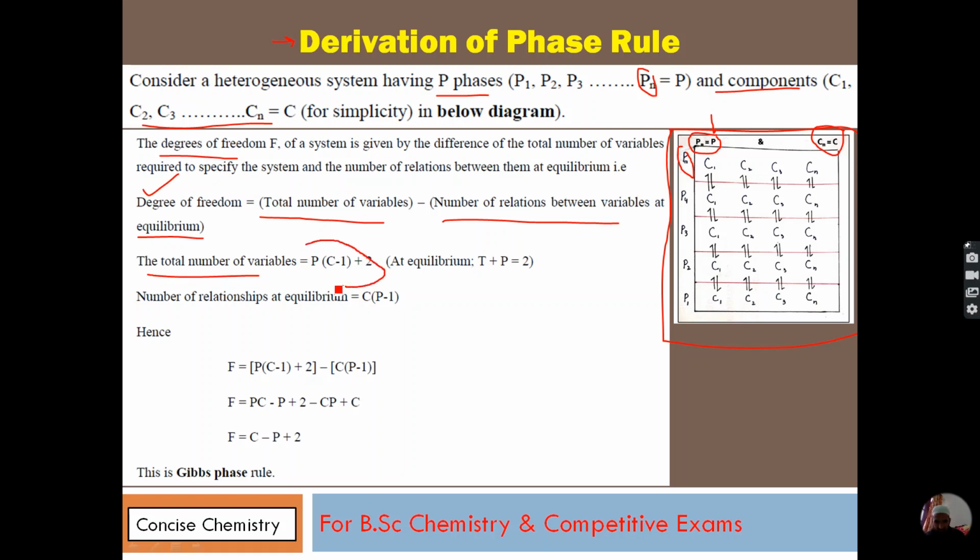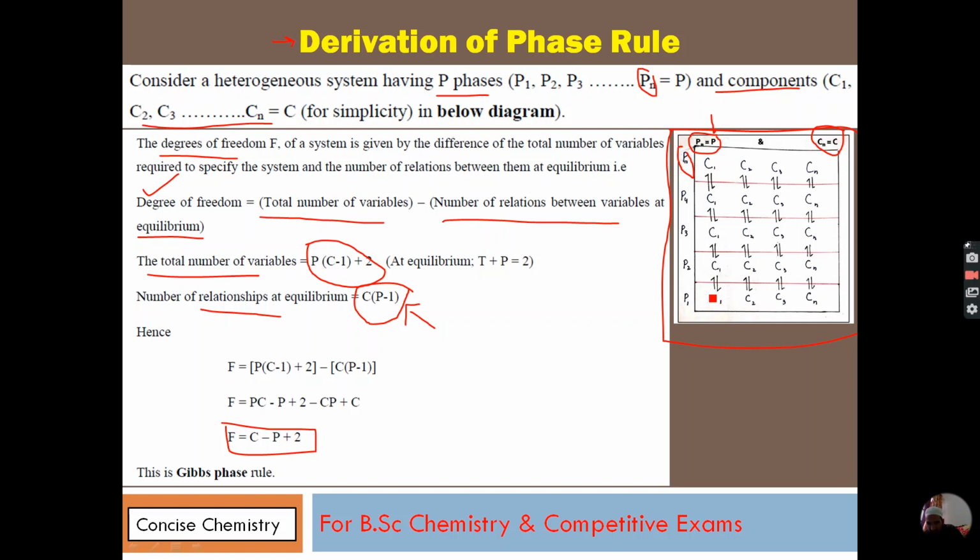Now how is this written, that is the important point. And the number of equilibrium relationships, that is C into P minus 1, how is it possible? Okay, so if we get to know these two things, then what we'll do is subtract this minus this, then we can easily get the phase rule. So we need to understand that the number of relationships at equilibrium is equal to C into P minus 1. Okay, this is an important point. Okay, let's try to do this. See, let's talk first about the relationships.